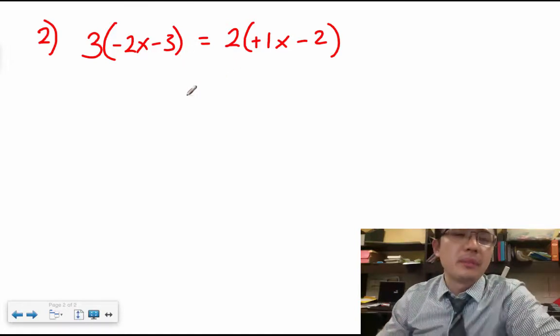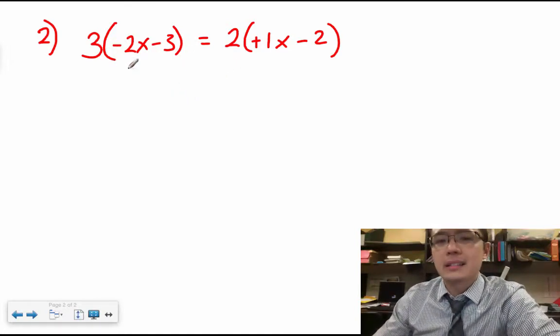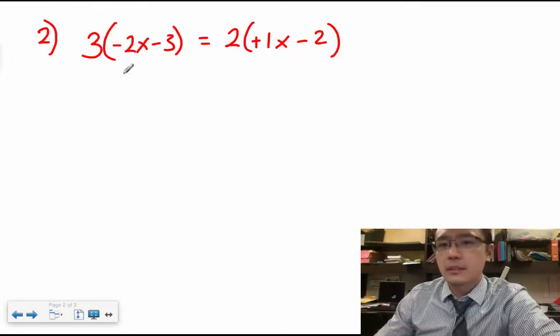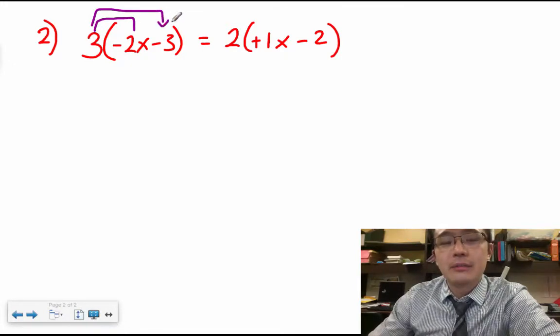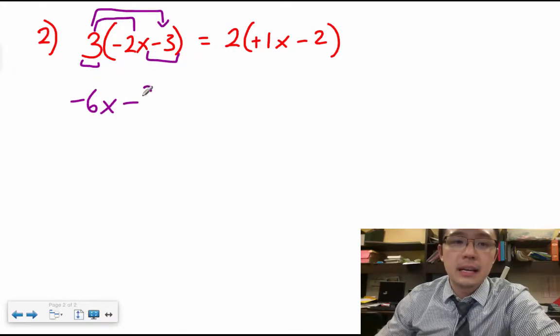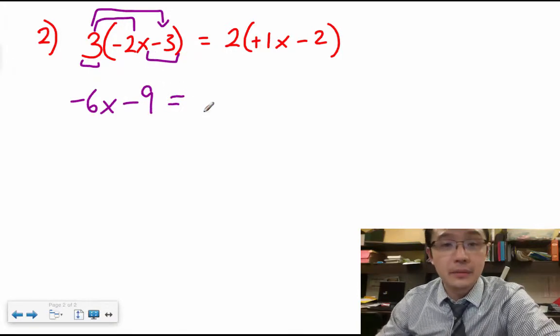First step, I'm just gonna simplify this a little bit easier for myself. Because I have brackets with these x's, I don't like them, so I'm gonna distribute them, because the reason to distribute them is to get rid of them. So I'm gonna multiply 3 to my negative 2x, which is negative 6x. 3 times negative 3, don't forget the sign, is going to be negative 9. So that's going to be my left side.